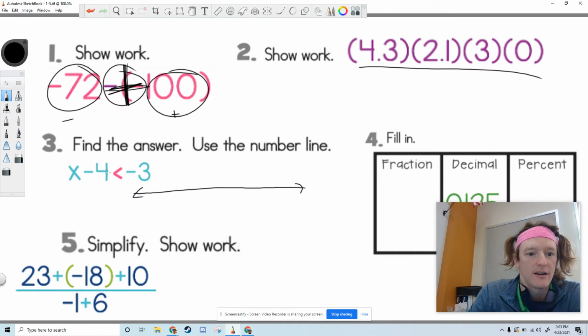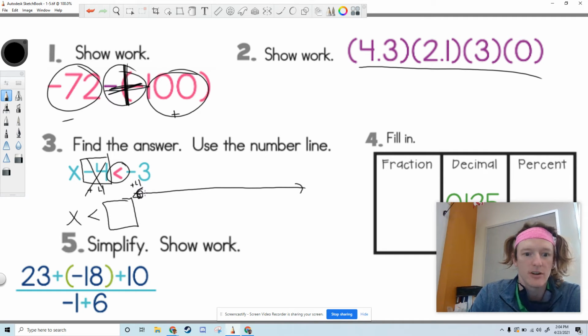We know that we want to find out what x is less than. So to do that, we got to get rid of this minus 4, so we do plus 4 to both sides. So we learned that x is less than some number. So x is going to be all of the numbers to the left of that number. I want you to figure out what that number is.